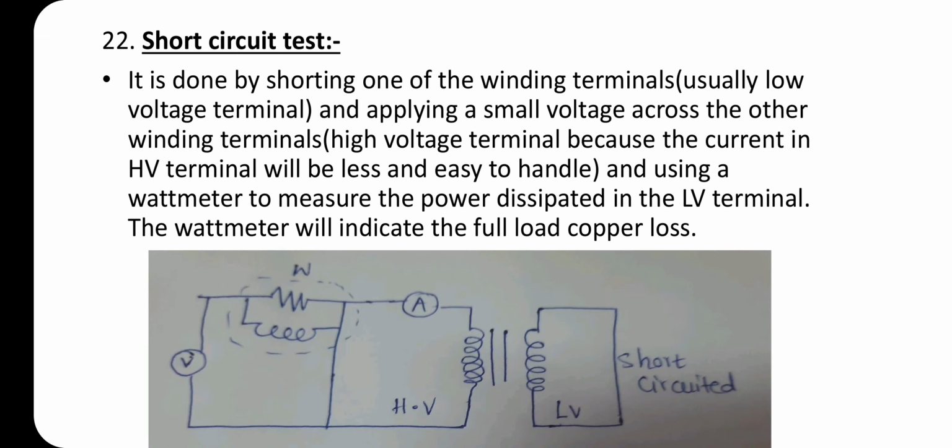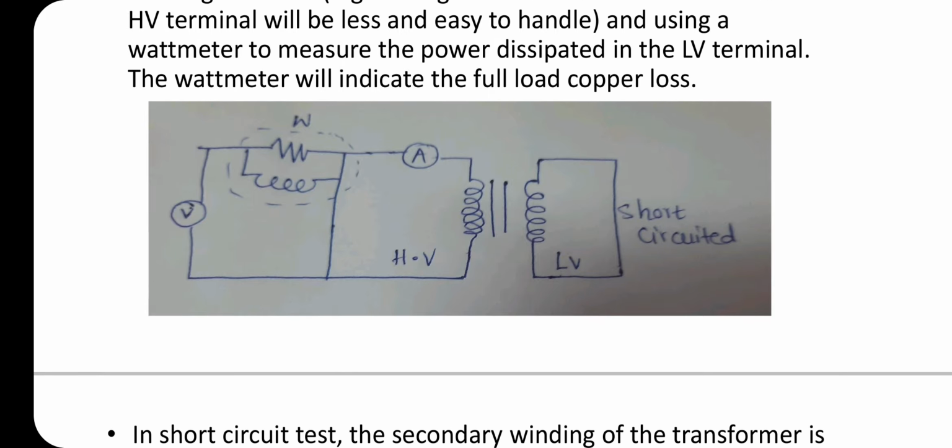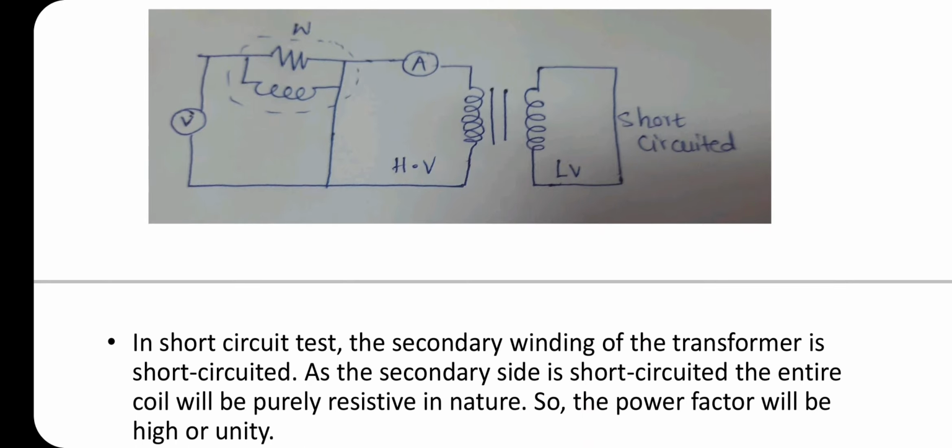Next one is a short circuit test. It is done by shorting one of the winding terminal, usually low voltage terminal, and applying a small voltage across the other winding terminals, high voltage terminal, because the current in high voltage terminal will be less and easy to handle, and using a wattmeter to measure the power dissipated in the low voltage terminal. The wattmeter will indicate the full load copper loss. The figure shows the short circuit test diagram.